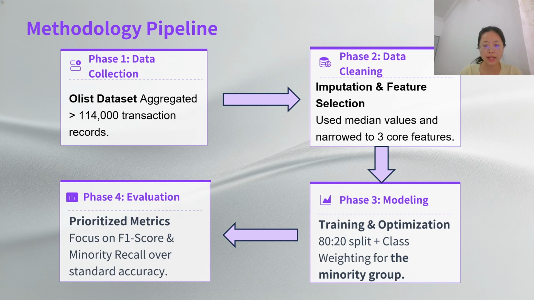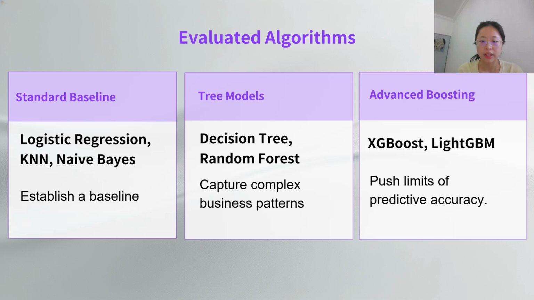I prioritized metrics like F1 score and the minority recall over standard global accuracy. I carefully tested seven different classification models. First, I tested standard models like logistic regression, k-nearest neighbors, and Naive Bayes to establish a baseline. Then I moved to tree models like decision trees and random forest to capture complex business patterns. Finally, I used advanced boosting models, namely XGBoost and LightGBM, to push the limits of predictive accuracy on large-scale data.